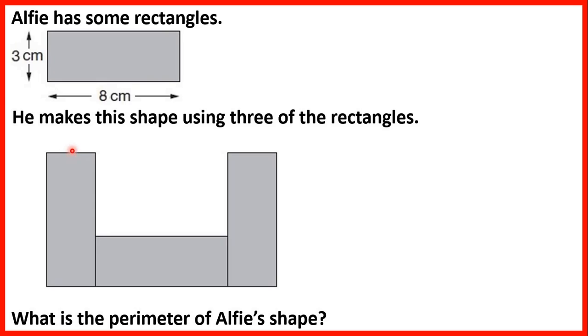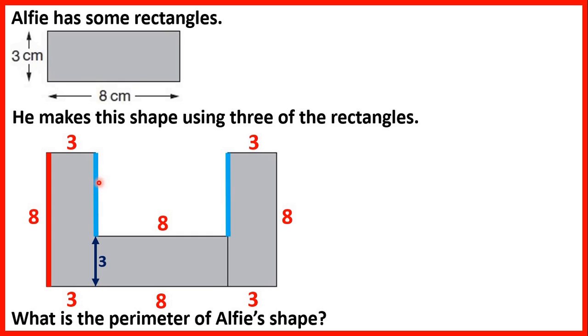So we can write the lengths of the sides we know. We know that the longer sides of the rectangles are 8 centimeters and the shorter sides 3 centimeters. So we can write these values on our shape. But we have these two lengths here, which we don't know, but which we can work out. Notice here, we have the shorter end of a rectangle, so that's 3 centimeters, and we have the longer length here, which is 8 centimeters.